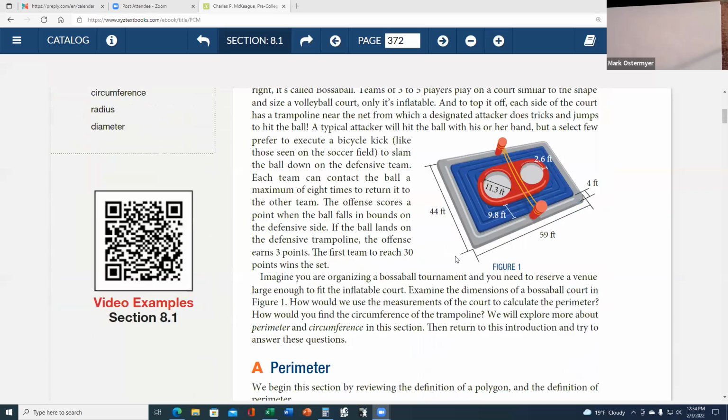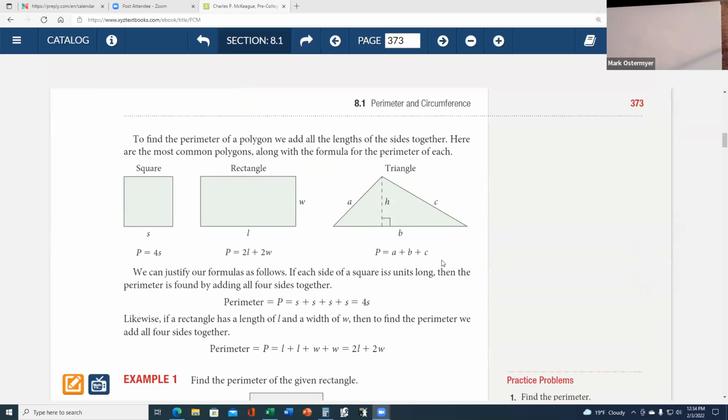All right, so how to compute the perimeter or the distance around various shapes? Well, how about a square? A square is a quadrilateral where all the sides have the same length. And so if one side has a length of S units, then all the sides have lengths of S units.